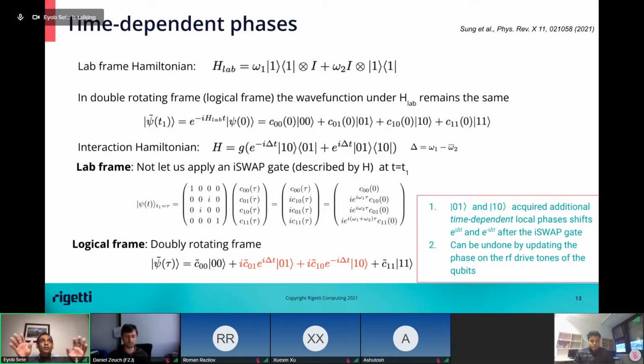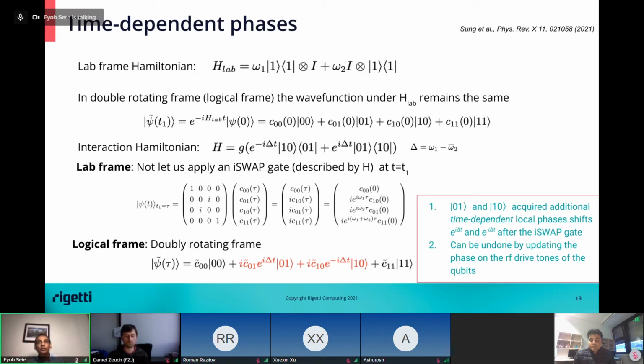If you consider the free Hamiltonian of two coupled qubits, you have this: if you start with some wave function, the wave function evolves like this. And in the last frame, nothing happens, right? You end up getting the original states in the last frame if you go to the doubly rotating frame.